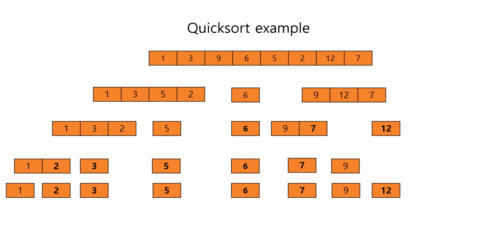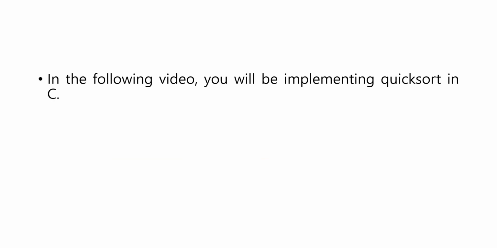And once there are no more arrays with size greater than or equal to 2, they are combined, and you end up with a sorted array with elements 1, 2, 3, 5, 6, 7, 9, and 12. And in the following video, you'll be implementing quicksort in C. So I hope to see you in the next video. Goodbye.